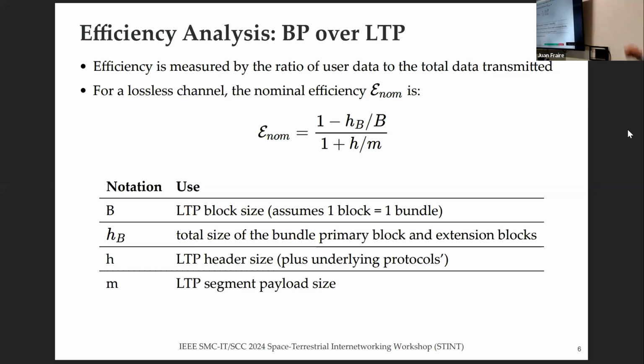So this is the expression after a little bit of algebraic manipulation, right? But this is essentially the efficiency that we get: 1 minus the bundle header overhead, or blocks as it is known for bundles, divided by the total size of the bundle. And on the denominator, we have 1 plus the ratio of the LTP header size, including any underlying protocol overhead, divided by the payload that we want to transmit, right? So the payload is over there. That's the parameter we can select if we want, and that is going to determine what is going to be the efficiency of our protocol.